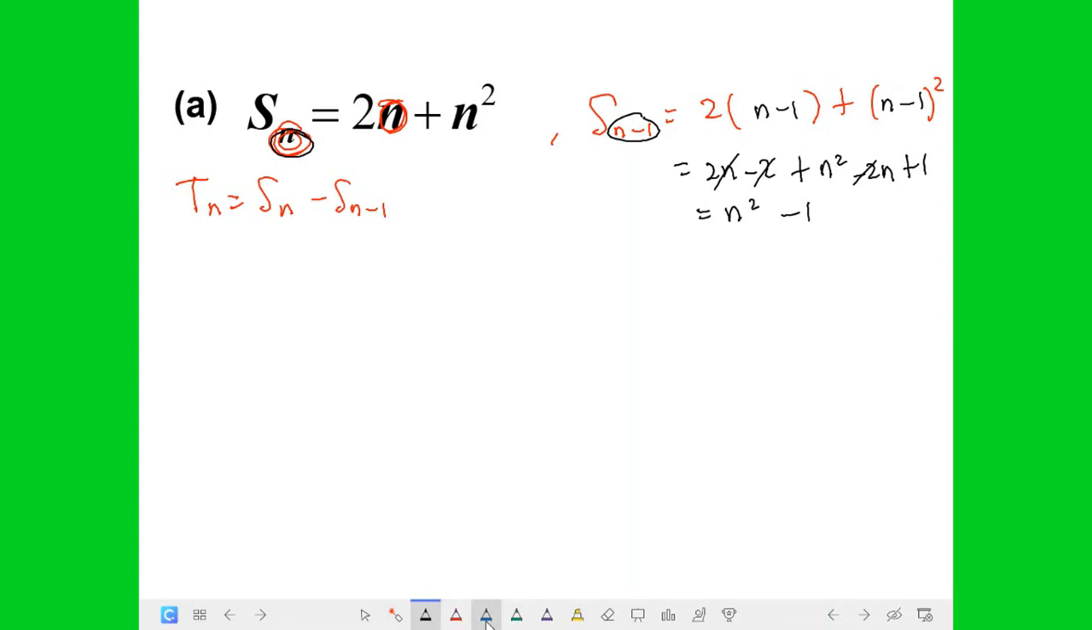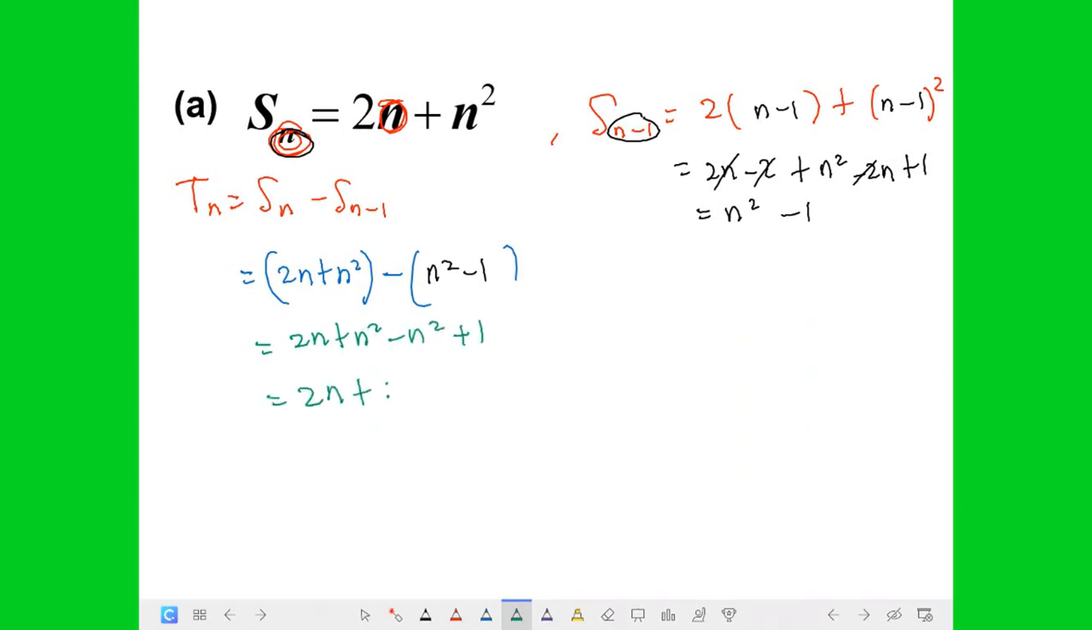So masukkan, substitute. Mana dia? Okay. Ini 2n plus n squared, Sn minus Sn minus 1 is n squared minus 1. Okay. Then simplify. Dapat ini 2n plus n squared minus n squared plus 1. Jadi dapat 2n plus 1. Boleh cancel ni. Ini adalah Tn.